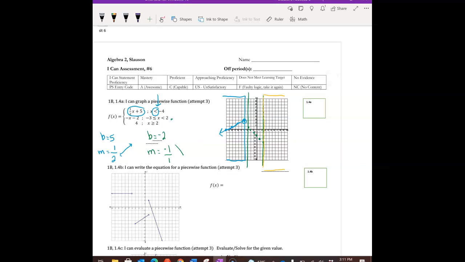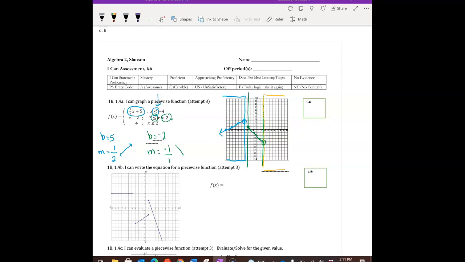I don't want the line to extend beyond the green line, so I'm going to connect them. And because this inequality by the -3 is underlined, I will be putting a closed circle. And because with the 2 it's not underlined, I will be putting an open circle.